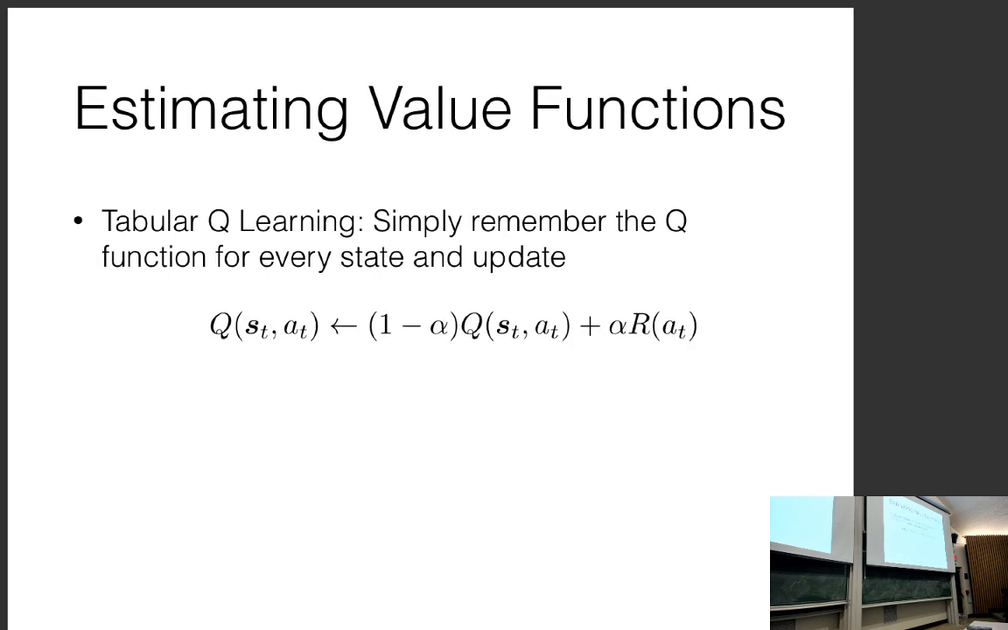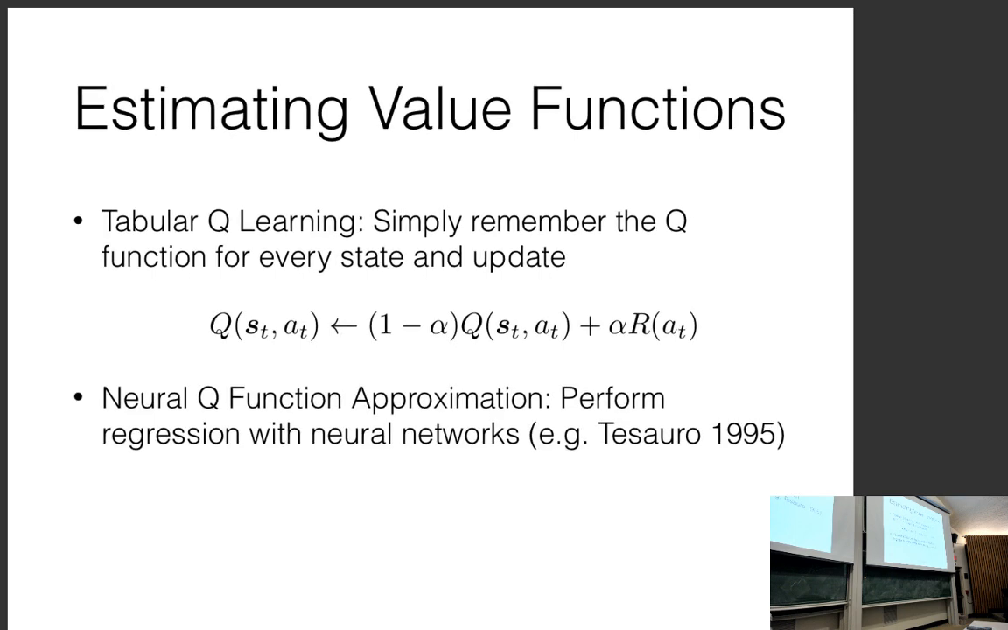And then to do Q learning in this setting, basically what you do is you take your old Q function and you do some sort of update of it where you decrease the value of the Q function that you had before, and you add in the reward here. Unfortunately, in most interesting problems, we don't have finite states, and we don't have a small enough action space that we can remember all of them.